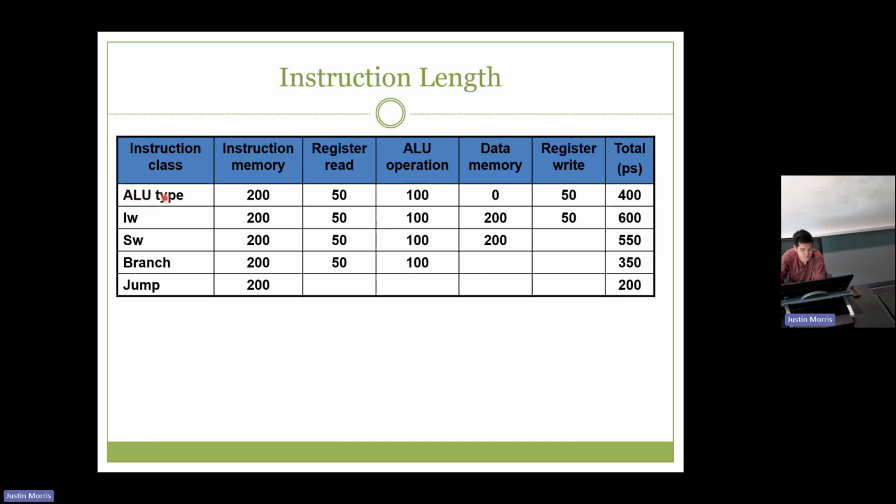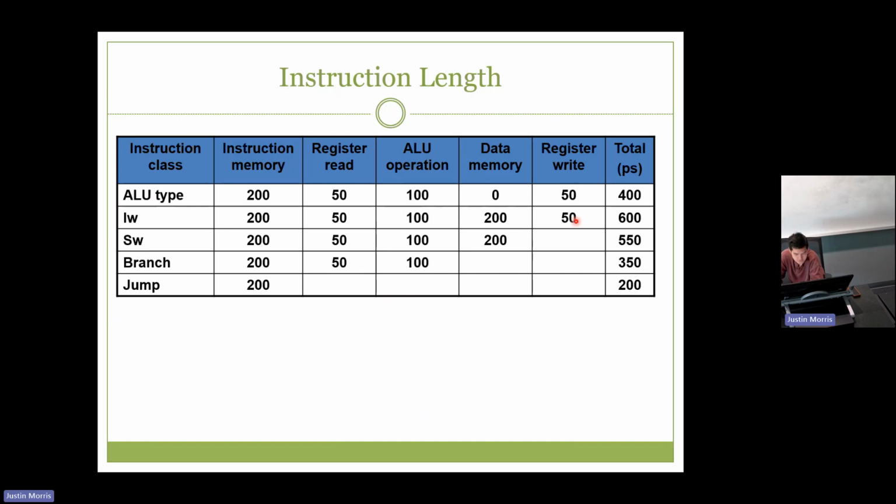Our ALU type or R type, all of our instructions are going to first get instruction memory, right? We need to fetch the instruction. Most of our instructions are going to read from the register file. And most of our instructions are then going to do this ALU operation on the registers. And some of them also need to access data memory, being load word or store word. But on top of all of that, my load word then needs to go back to the register file to write to it.